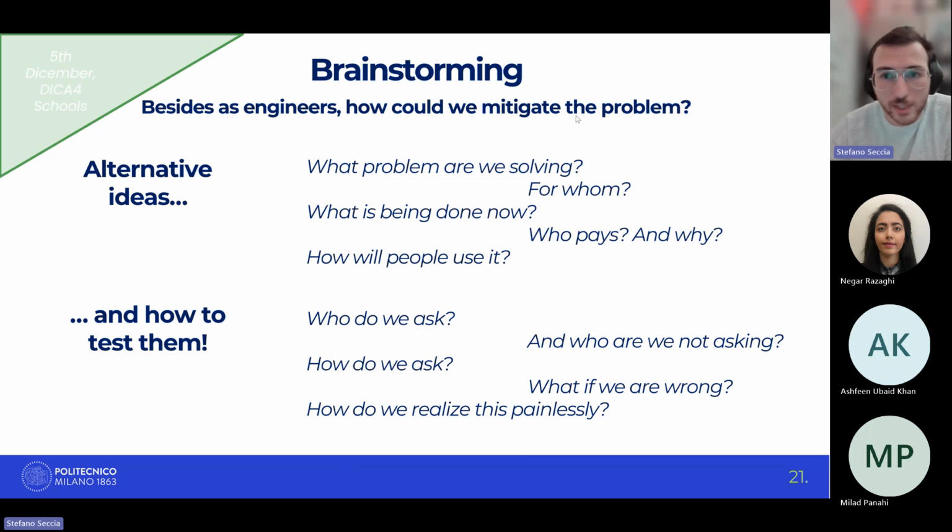So what problem are we actually solving? For whom? Who pays? And why do they pay? Because it costs more than not paying. Why is that? How will people use it? Assuming that people will use a product that we develop in the way we meant it to be used is an assumption that needs to be tested.